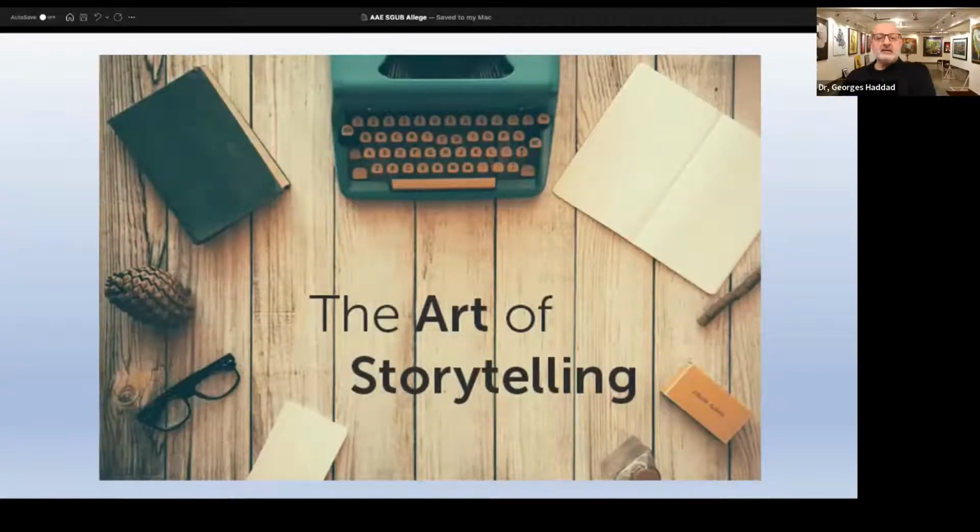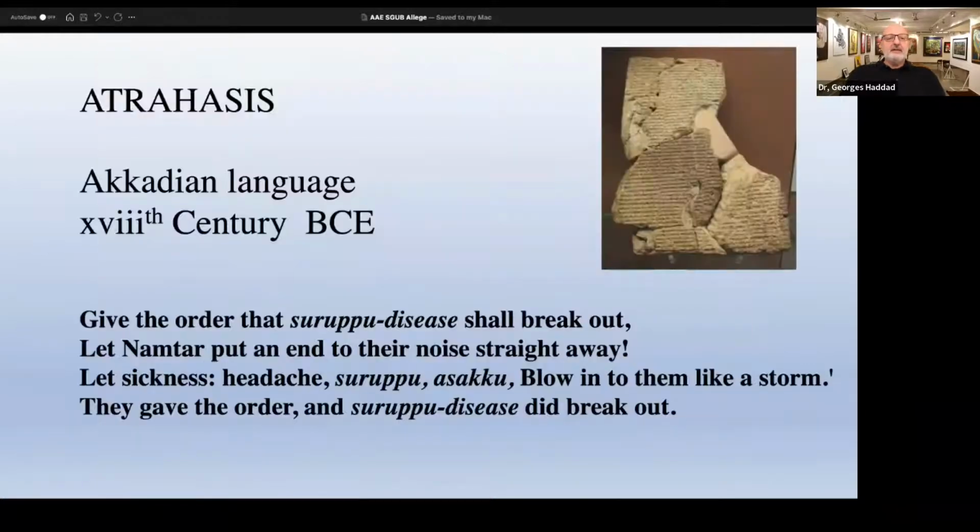The oldest art in humanity is the art of storytelling. So let's see what the story is about the plague. This is a cuneiform tablet, and it relates the epic of Atrahasis in the 18th century before Christ. And let me read it to you. Give the order that Surupu disease shall break out. Let Namtar put an end to their nose straight away. Let sickness, headache, Surupu, Asaku blow into them like a storm. They gave the order, and Surupu disease did break out.